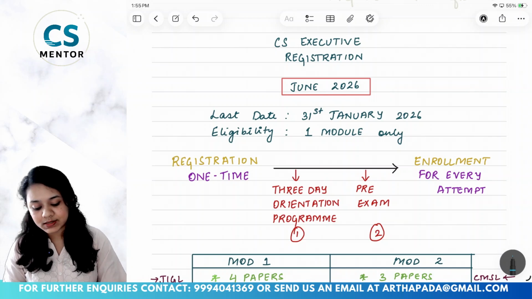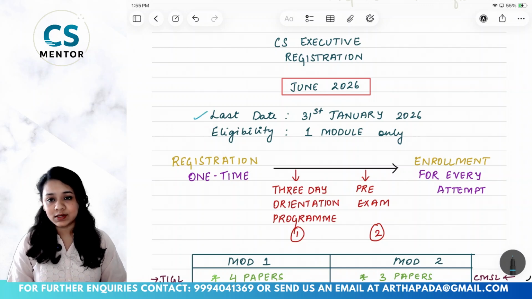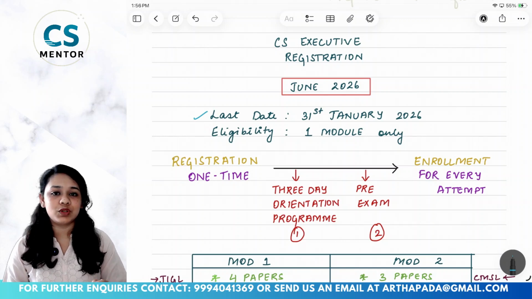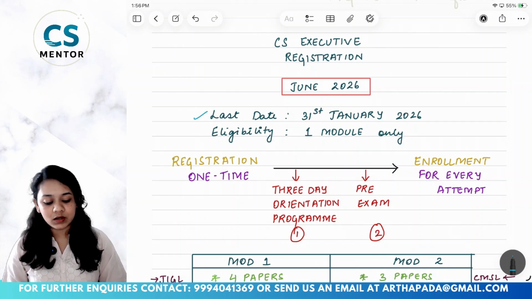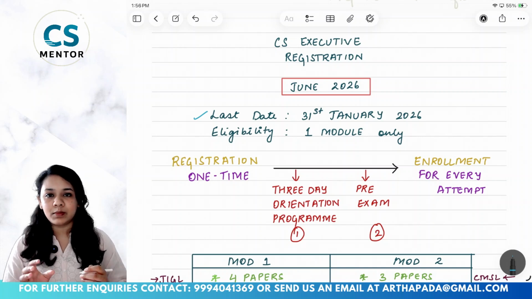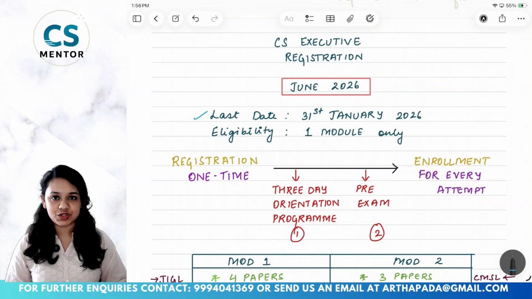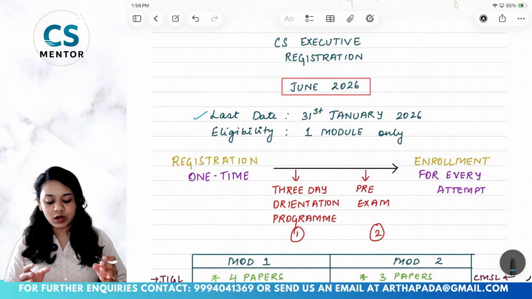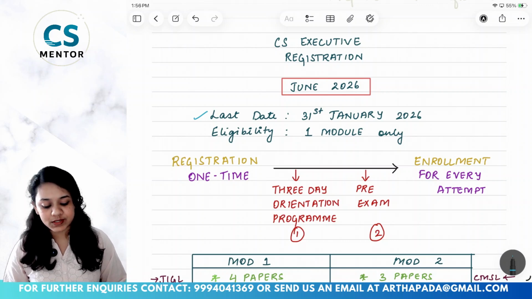The last date is 31st January 2026, but please understand that you are eligible only for one module, either module 1 or module 2 of the CS executive course. Ma'am, is it compulsory to write module 1 first and then go on to module 2? The answer is no. You can attempt any one module for your attempt. Okay, so how do you go about the registration process itself?